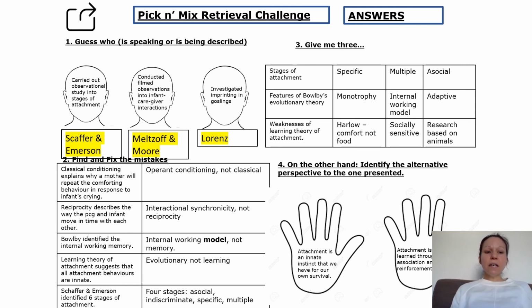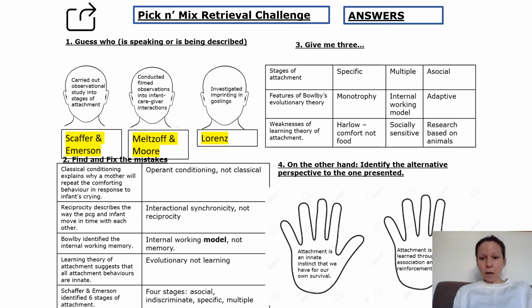And weaknesses of the learning theory. Well, a lot of it is based on animal research, such as Harlow's monkeys, and some of the other studies as well that these ideas are based around. But we can use Harlow, can't we, as contradictory evidence? Because Harlow showed us it's not just all about food. The monkeys are attaching to the surrogate mother that gives them the comfort rather than the food. So it's about more than just food. But we've also talked about how this research is very socially sensitive. So we're using our elements from DOORFRAME, our evaluation framework there, aren't we?